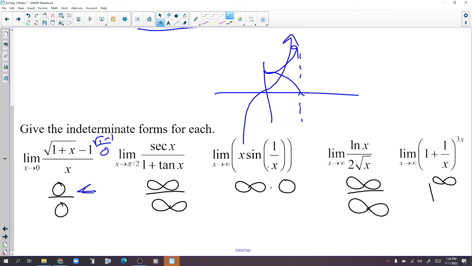X sine of 1 over x. Well, that's going to be infinity. 1 over infinity is 0. Sine of 0 is 0. Here we have infinity over infinity. This one, 1 plus 1 over infinity. That piece is 0 right there. To the 3 times infinity. So it's 1 to infinity.